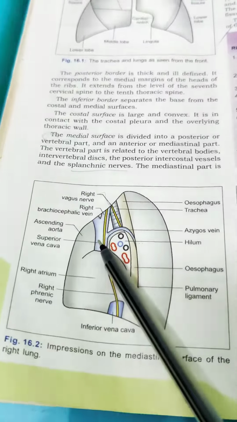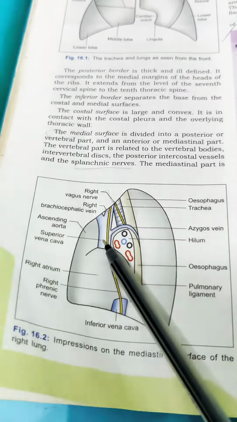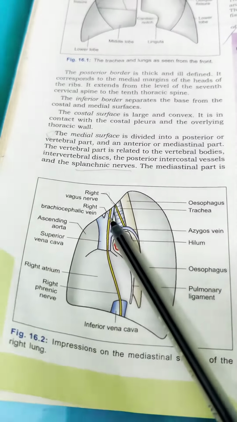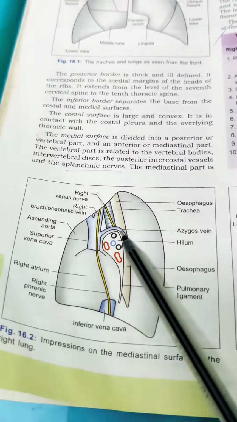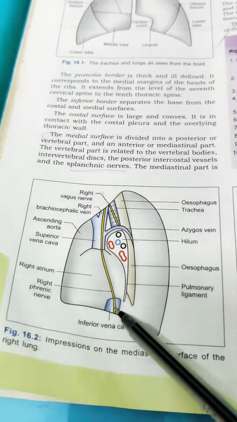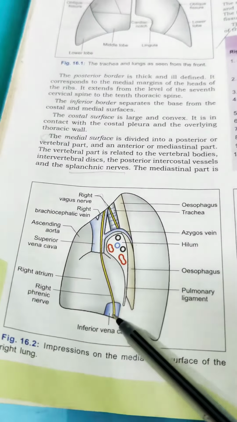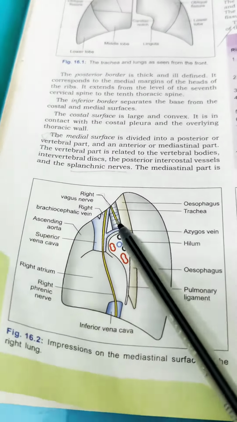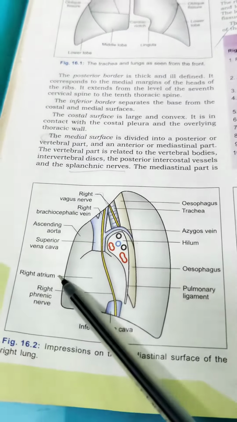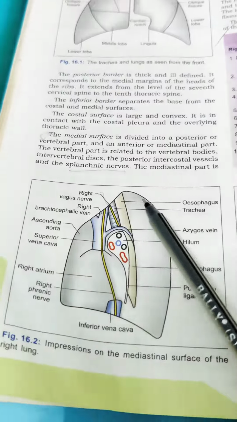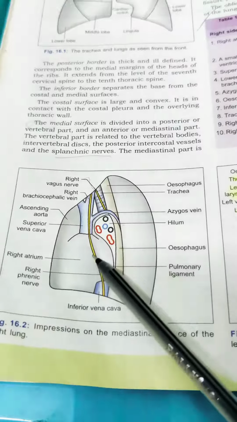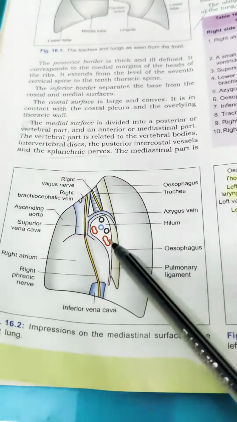You can see this is the superior vena cava, and also we'll have the lower part of the right brachiocephalic vein, and also the azygos vein. Next there is the esophagus, and next the lower part of the inferior vena cava, and also the trachea, and next the right vagus nerve and right phrenic nerve. This is the right phrenic nerve, and this is the right vagus nerve. These are all the structures; this diagram we need to remember. By that we can say which structures are mainly related to the right side of the lung.